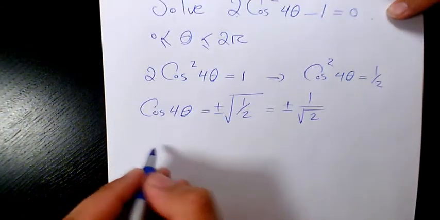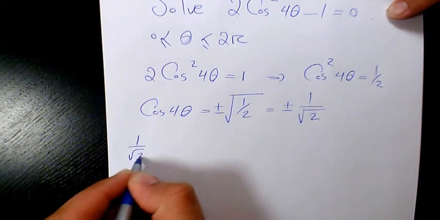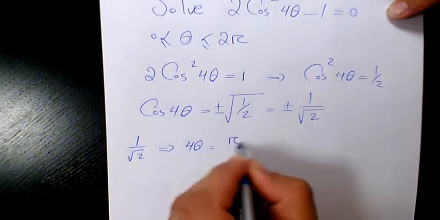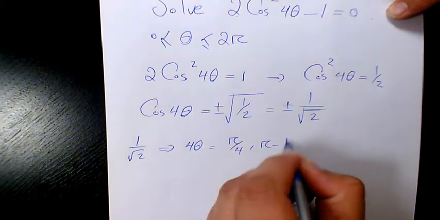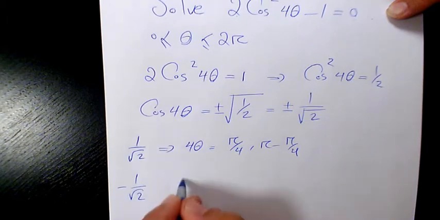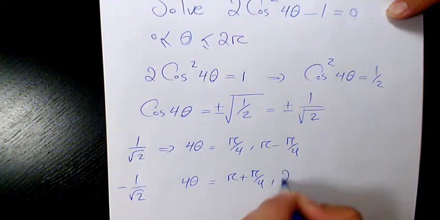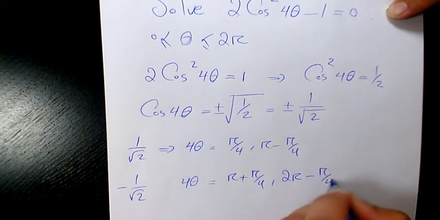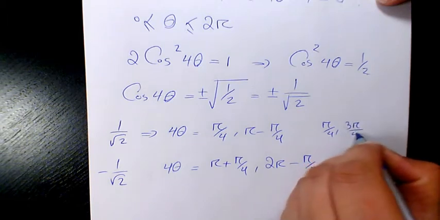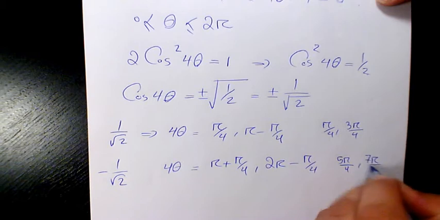So it means that if it's 1 over root 2, 4 theta is going to be pi over 4, or pi minus pi over 4. If it's -1 over root 2, it's going to be 4 theta equals pi plus pi over 4, or 2 pi minus pi over 4. So these are pi over 4, 3 pi over 4, 5 pi over 4, 7 pi over 4.